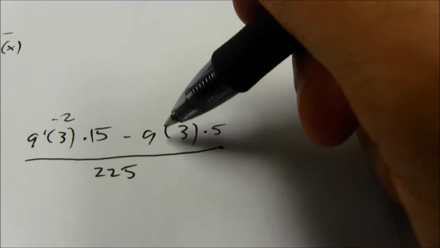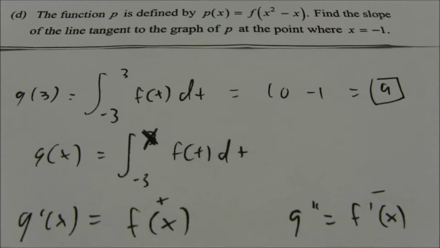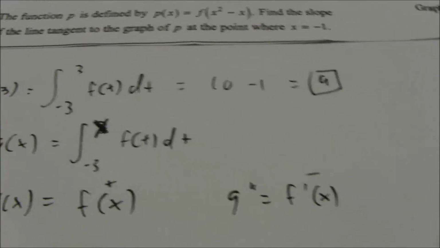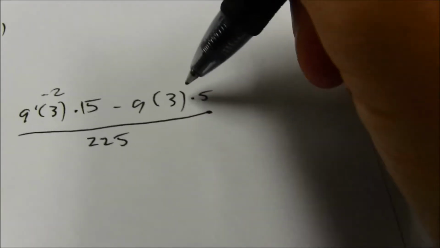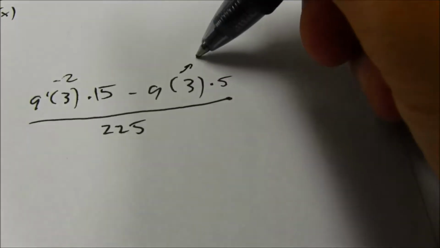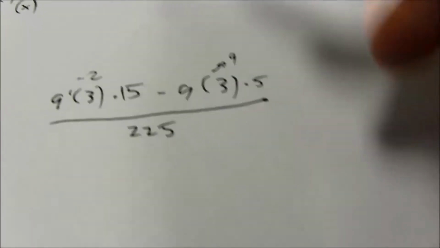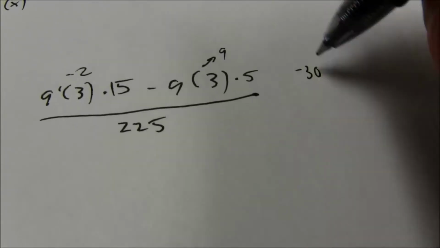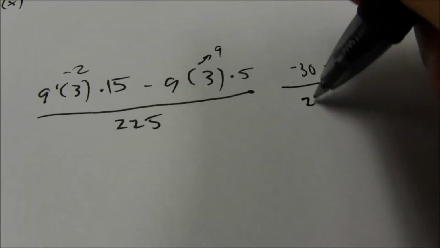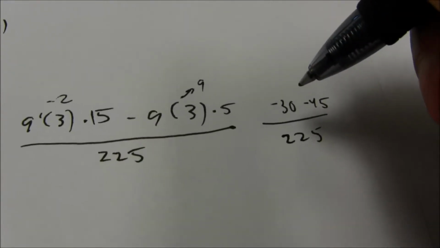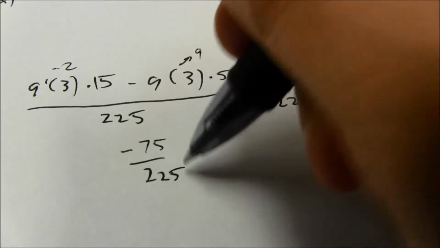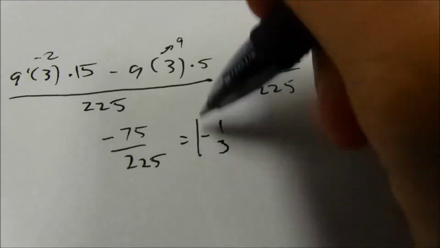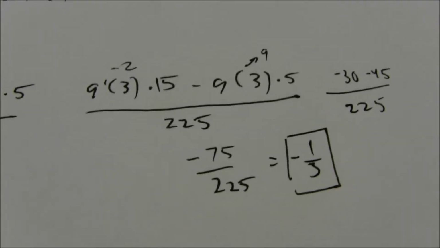And g of 3, g is the integral from negative 3 to x. So g of 3 is going to be the integral from negative 3 to 3, which we found earlier to be 9. So we're going to fill that in here. And so what do we have? Negative 2 times 15 is negative 30. Minus 45 all over 225. And that ends up giving me negative 75 over 225, which simplifies down to negative 1/3. Looks good.